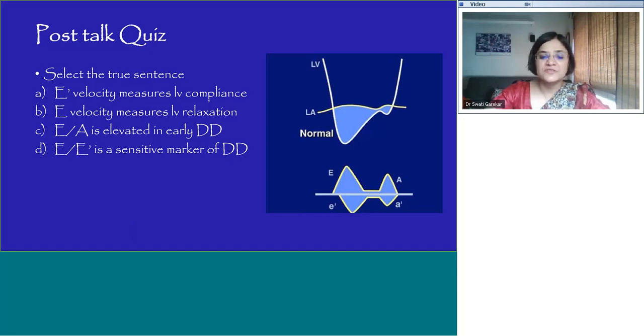I'm sorry. So E prime velocity reflects relaxation normally, while the E reflects the compliance. The E by E prime is a very sensitive marker of diastolic dysfunction. It is abnormal in diastolic dysfunction. The E by A velocity in early or mild diastolic dysfunction is actually not elevated, it is reduced.